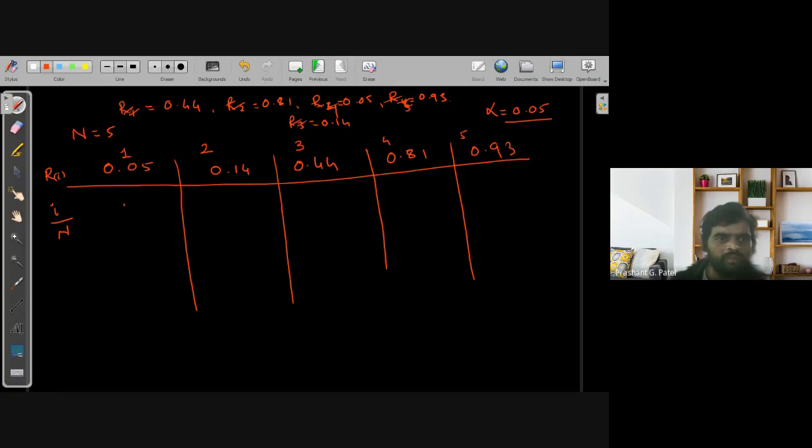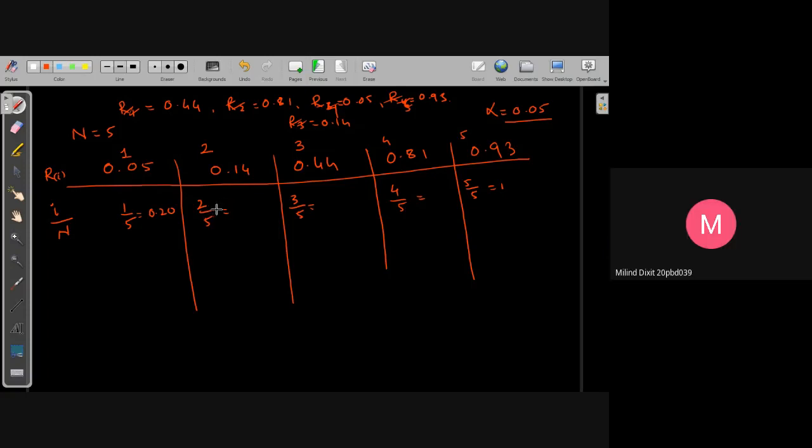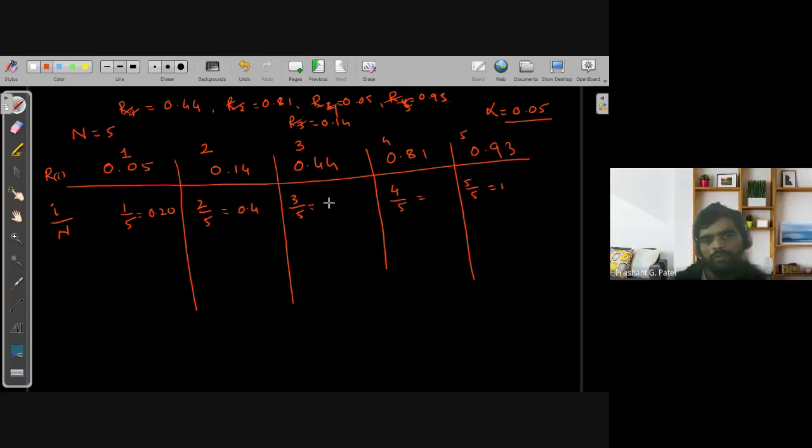So this is 1 by 5, this is 2 by 5, this will be 3 by 5, this is 4 by 5, and this is 5 by 5. 5 by 5 is 1. 1 by 5 is 0.20. 2 by 5 is 0.4. 3 by 5 is 0.6.